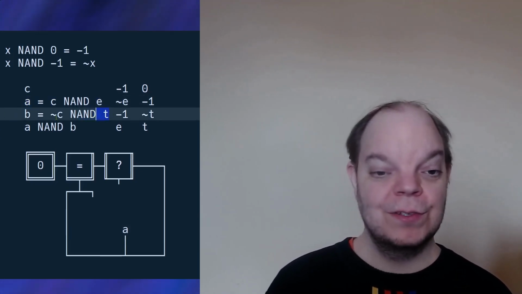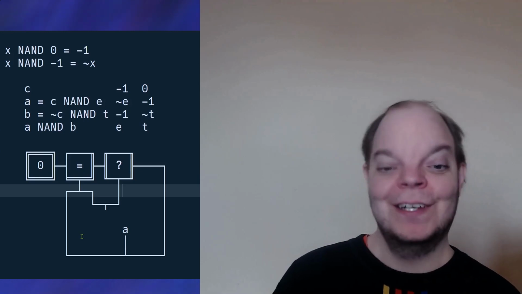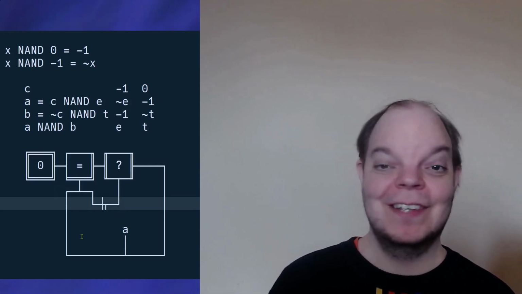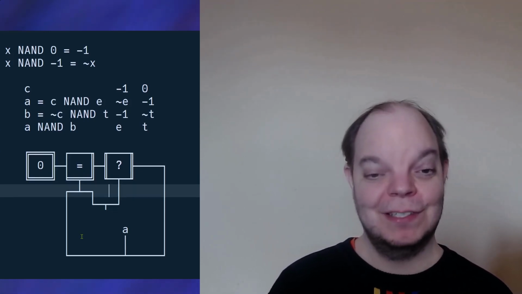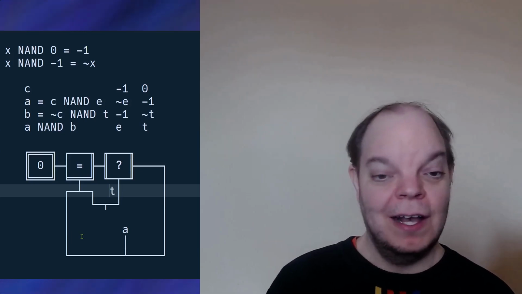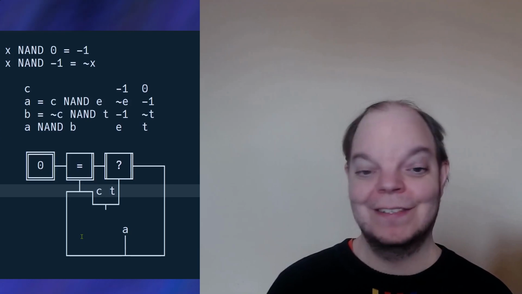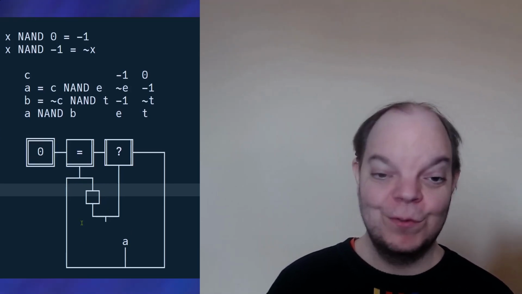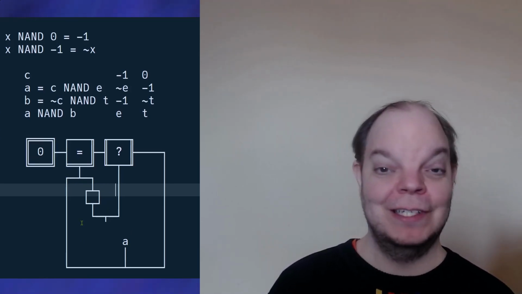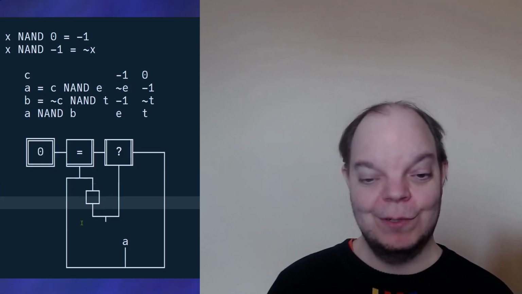Now let's see if we can do the same with b. Eagle-eyed viewers will have noticed that we have the exact same problem here. Okay, so this one here is t, and this one here is c. I forgot to negate the c, so let's quickly do that. Okay, so we've got the not c that we need, but we still have the same problem, right?